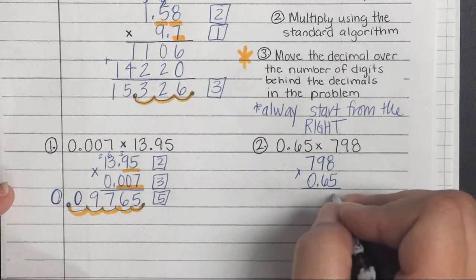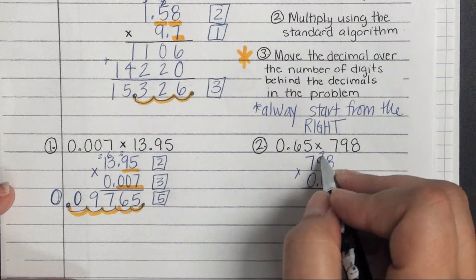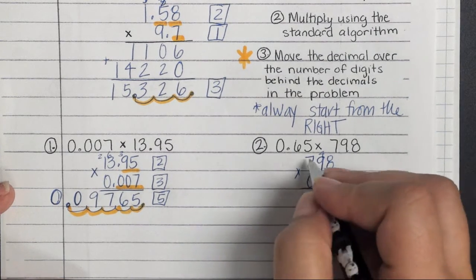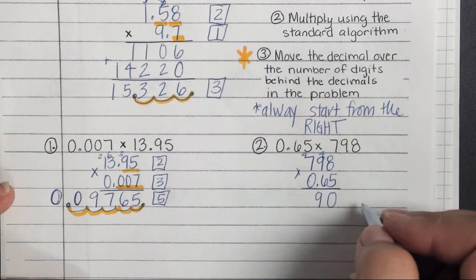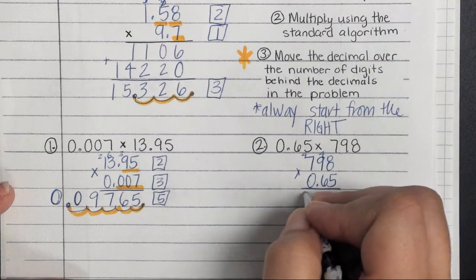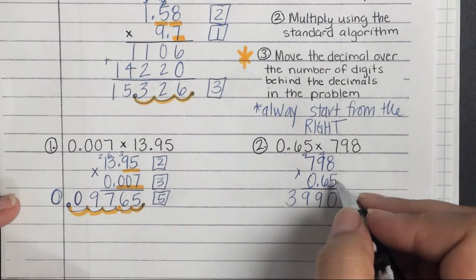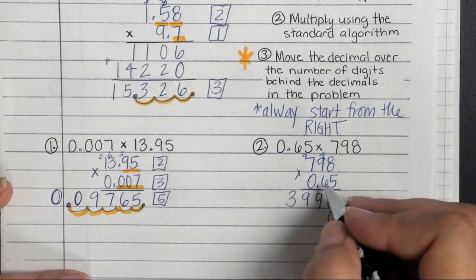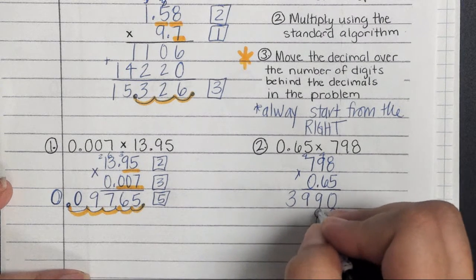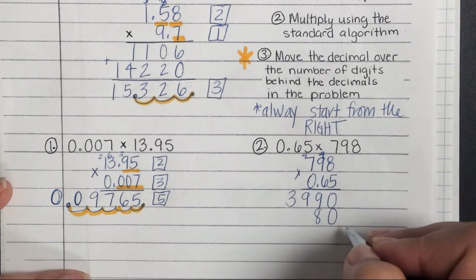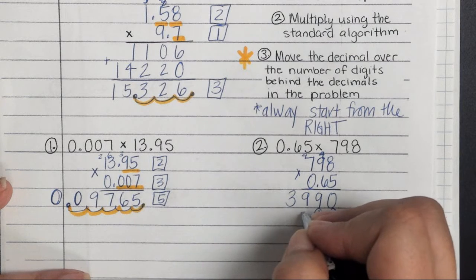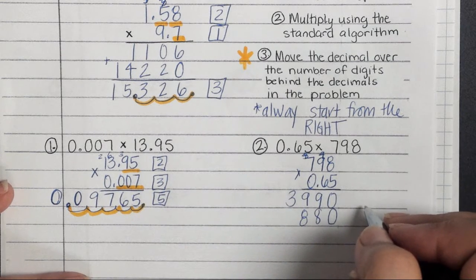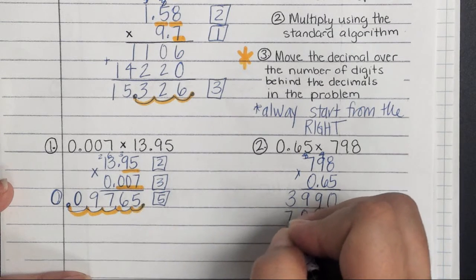What's 5 times 8? 40. So we put our 0, carry our 4. What's 5 times 9? 45, plus 4, 49, carry our 4. 5 times 7, 35, plus 4 gives us 39. Now we do have another number to multiply, so on my second row, I put my placeholder. 6 times 8, 48, carry our 4. 6 times 9, 54, plus 4 gives us 58. And 6 times 7, 42, plus 5 gives us 47.